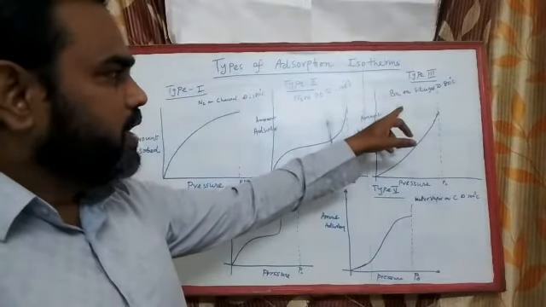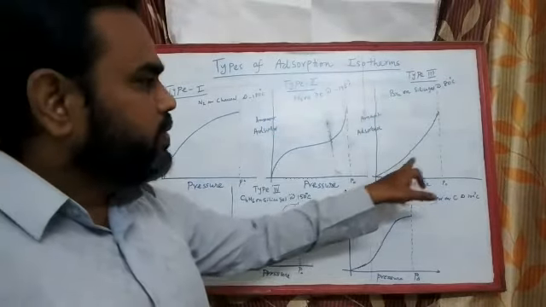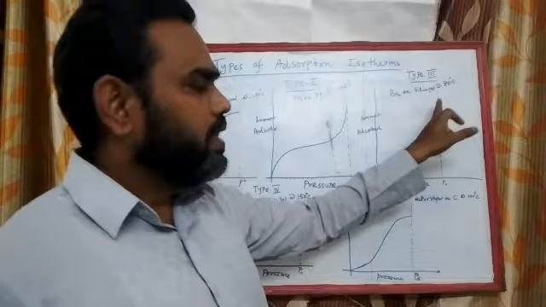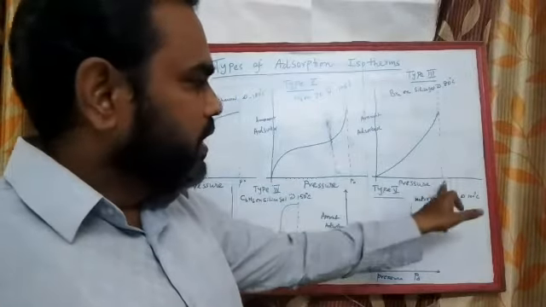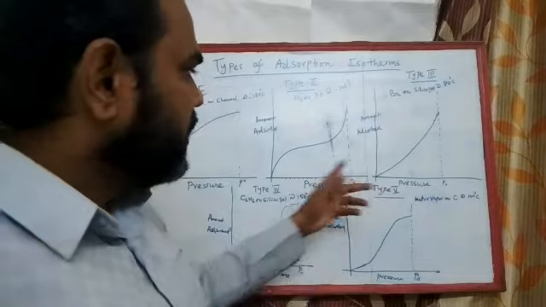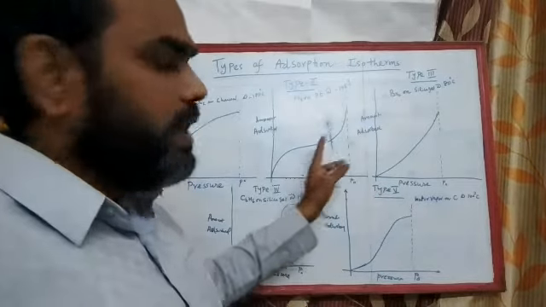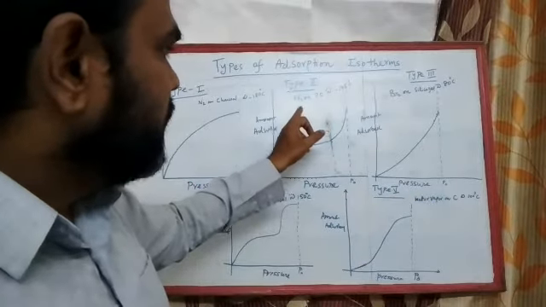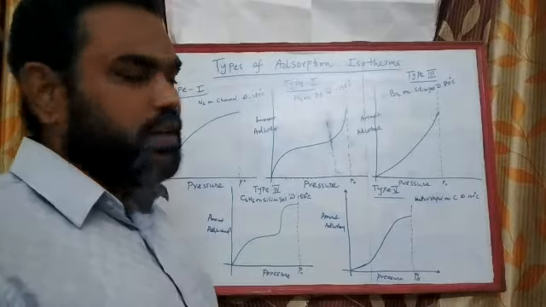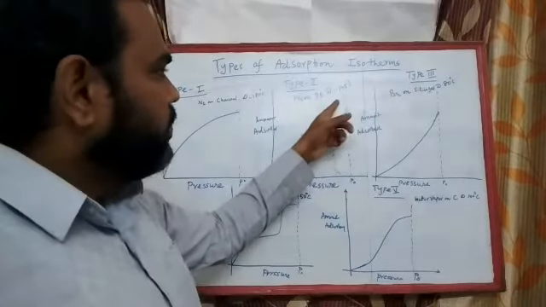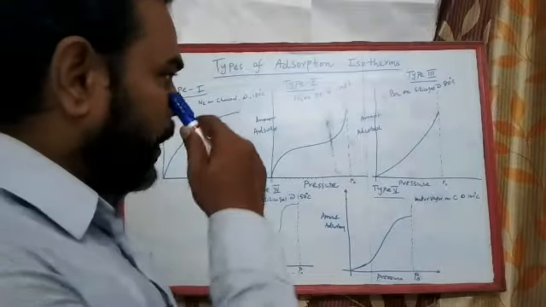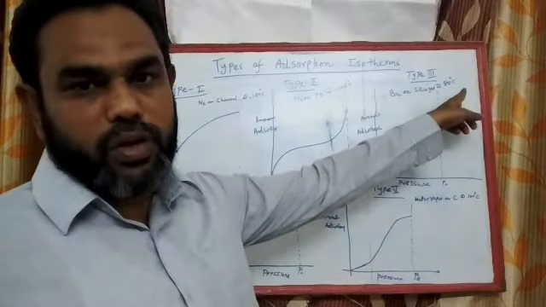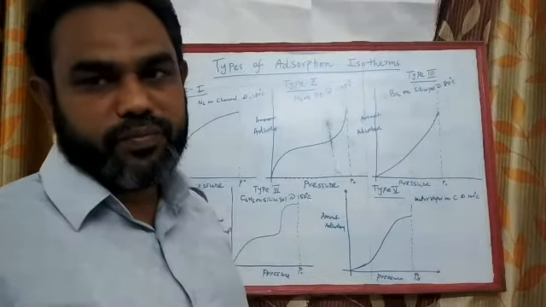Type 3 is where the adsorption keeps on increasing without attaining a constant value. The adsorption keeps on increasing right from the beginning until the saturation pressure P0. So in both cases, there is multilayer adsorption taking place. An example of type 2 is adsorption of nitrogen on platinum or iron at about minus 195 degrees centigrade. Type 3 is about adsorption of bromine on silica gel at about 80 degrees centigrade.